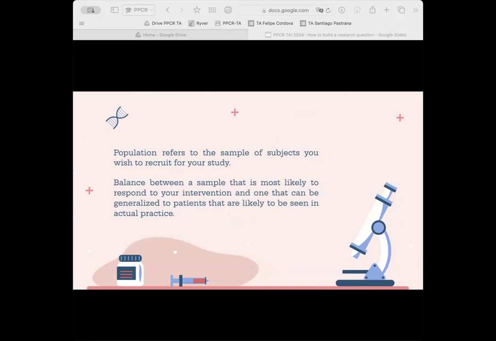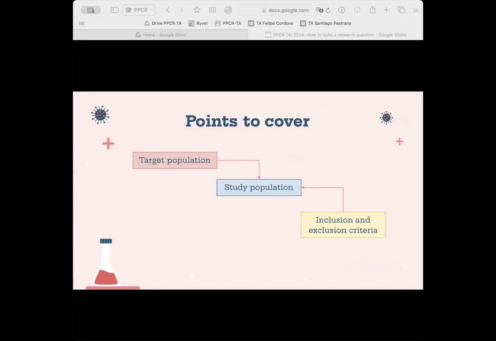Though this is just to keep in mind, generalizability and external validity of the study. Then you have your target population, then you have to select a sample that is your study population, keeping in mind the inclusion and exclusion criteria. You will refine this depending on what you have learned, what you know, and all of that.